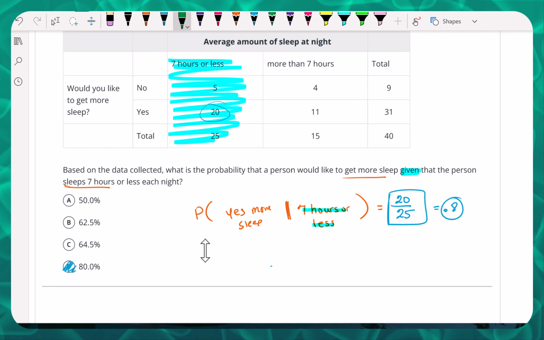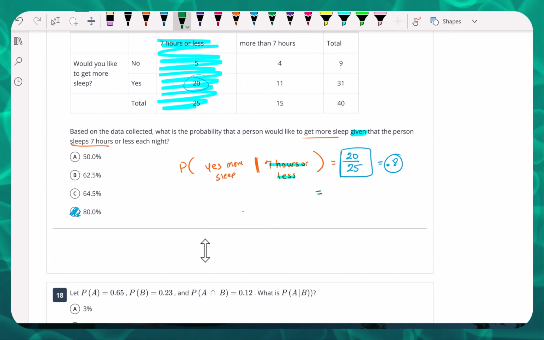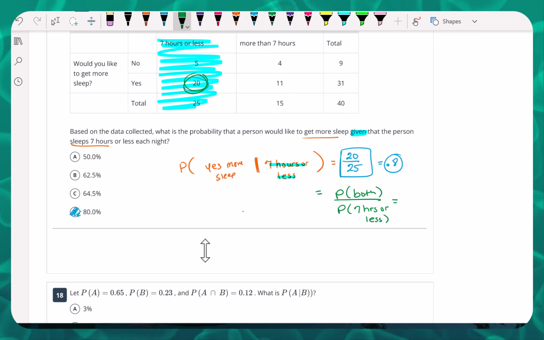Now, I'm going to show you really quickly how you would do this with the formula. It is a little bit more difficult though. So you're going to do the probability of them both divided by the probability of just 7 hours or less. And guess what happens? What's the probability of them both happening at the same time? It is 20. Okay, 7 hours or less would be the total here. That would be 25. So you get the same exact thing if you use the formula. So it's really kind of up to you what you want to do.